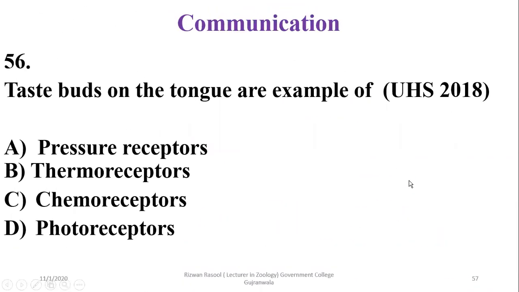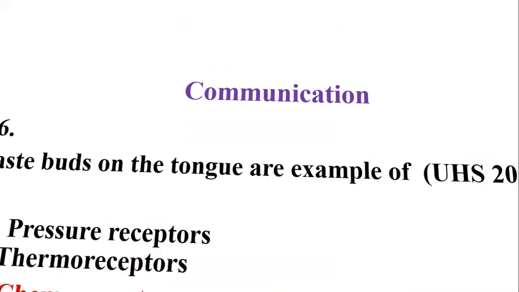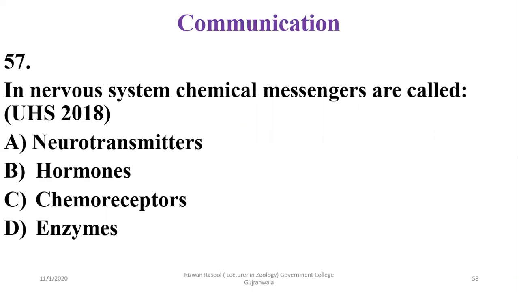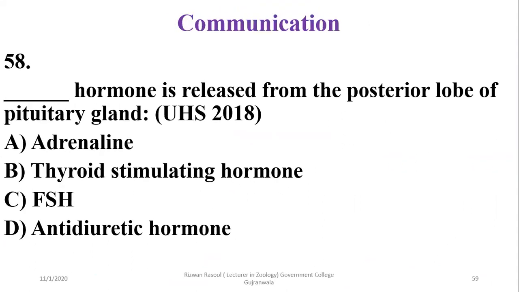Number 56, taste buds on the tongue, they are the examples of chemoreceptors. And number 57, in nervous system, chemical messengers, they are known as neurotransmitters, which are used in chemical synapses. Dash hormone is released from the posterior lobe of pituitary gland.